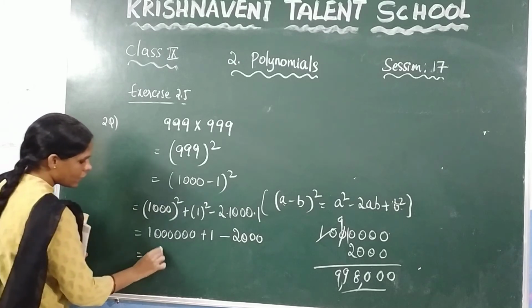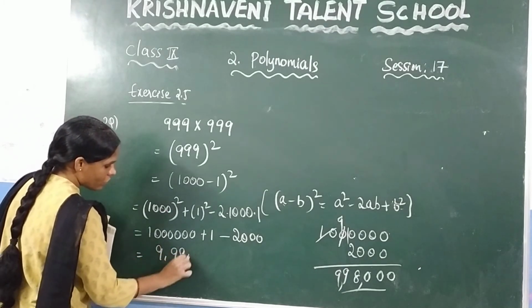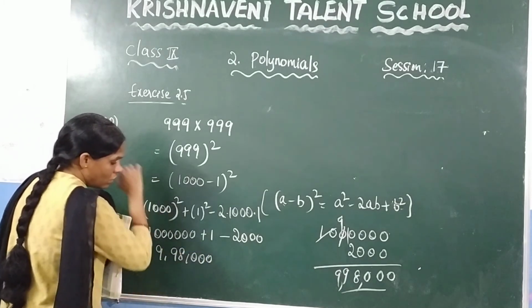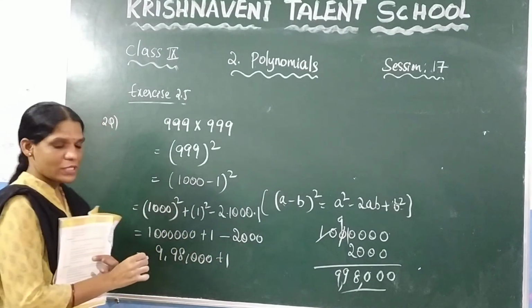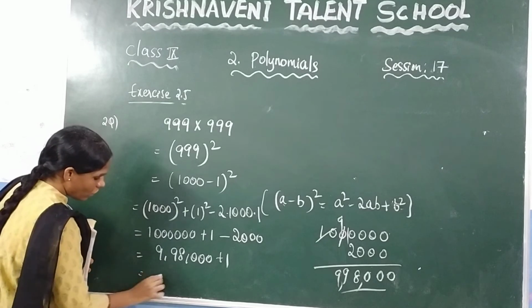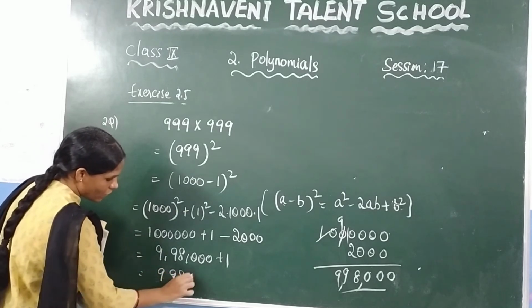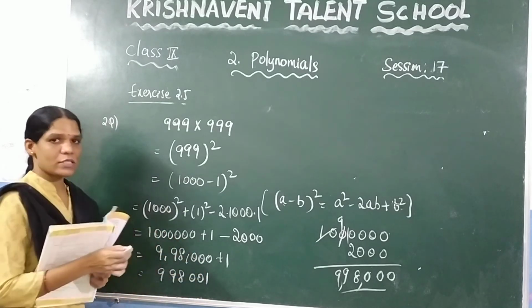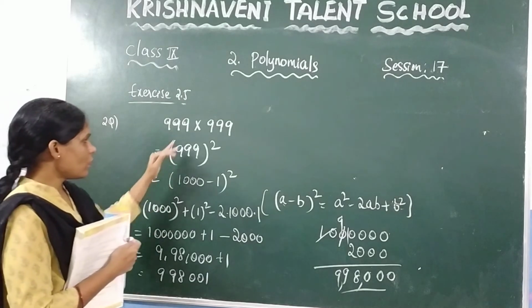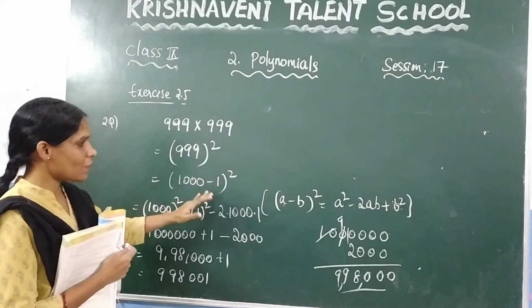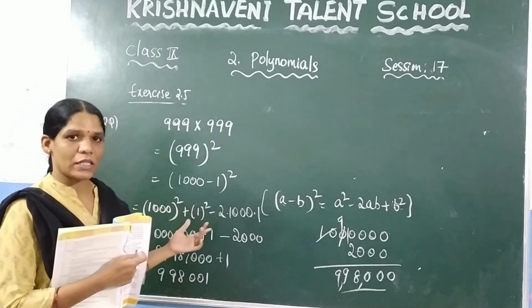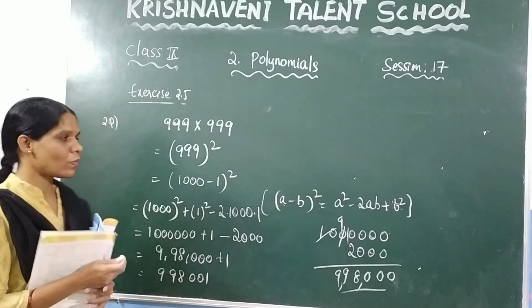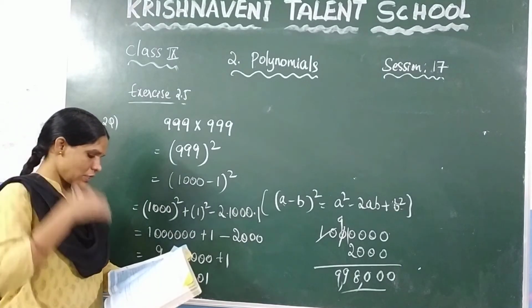So write it here 9,98,000. Here plus 1 is there. Write here plus 1. So if you add this, what do you get? 9,98,001. Like this you need to solve. So by seeing the number itself, you can come to know which identity you need to apply. If you are able to know which identity you can apply here, you can solve the problem. Now see the next question in this.